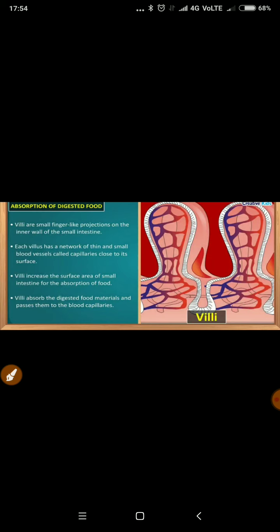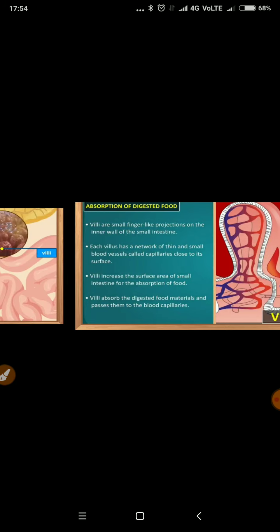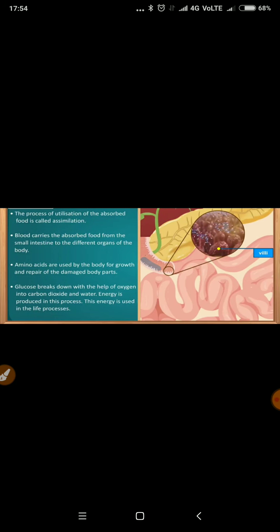Okay, so villi absorb the digested food material and pass it to the blood capillaries. They increase the surface area of the small intestine for more and more absorption of food. Now the digested food has gone to the blood capillaries. The process of utilization of the absorbed food is known as assimilation. So now the blood will carry this absorbed food from the small intestine to the different organs of the body.